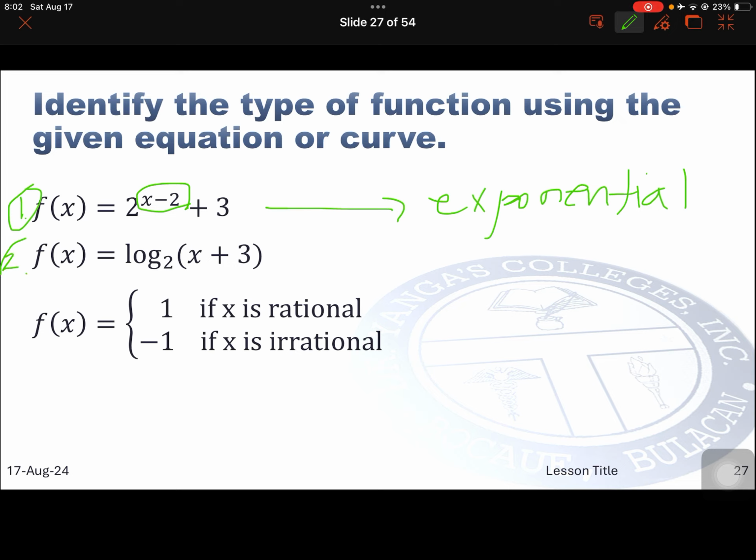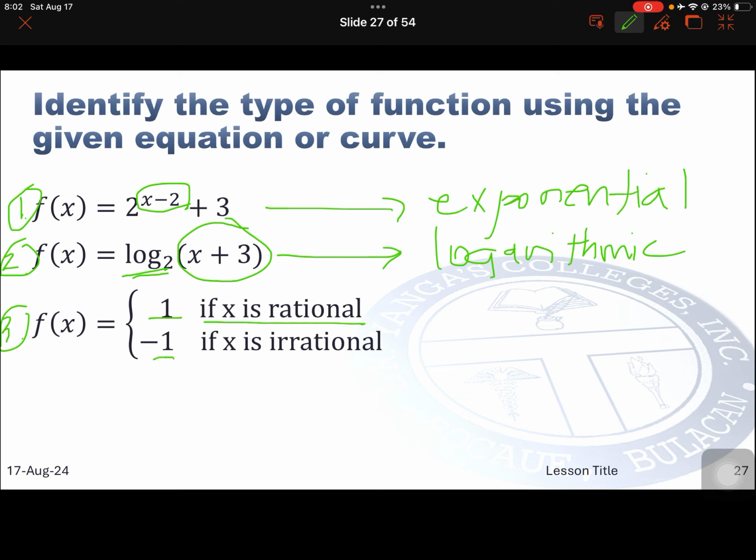Next, second, we can observe the logarithm sign. And the one here, again, has variables. So this is called the logarithmic function. And lastly, we can see that the function has more than one formula. It's 1 if x is rational and -1 if x is irrational. So this one here is called the piecewise defined.